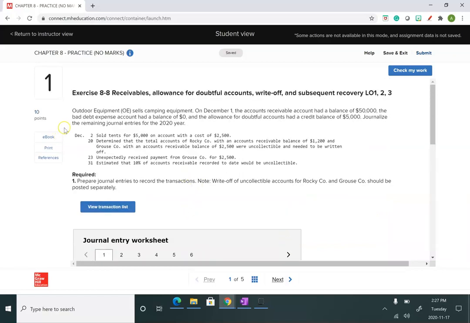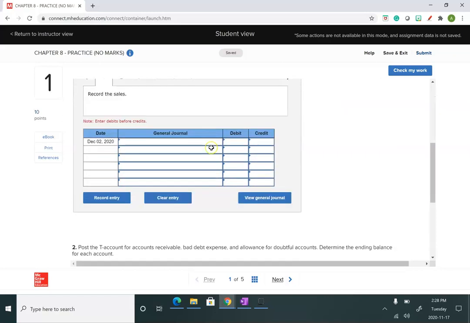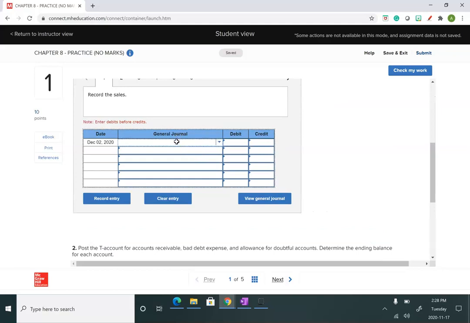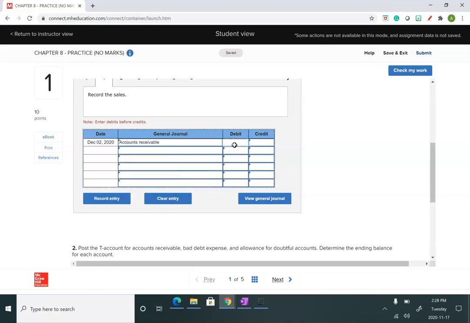So it says the remaining journal entries for the 2020 year were as follows. So the first journal entry is sold tents for $5,000 on account. So that means accounts receivable with a cost of $2,500. So again, we have to do this double journal entry. So December 2nd, we're going to do accounts receivable $5,000 and sales $5,000. And if we knew who it was to, we could put the accounts receivable and then the name, but they didn't tell us who that was.